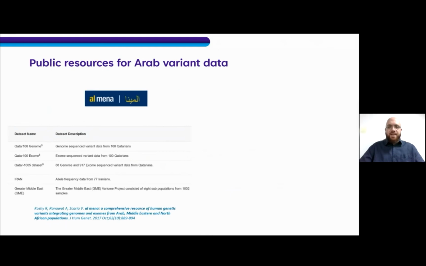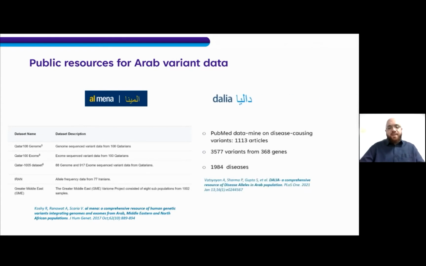There's the Qatar Genome database in 2017, which holds variant data that combines the GME variome dataset with over 1,000 new samples, mainly involving genome and exome variant data from subpopulations in Qatar. And they similarly have a variant browser where you can pull the data. The same institute also created the Disease Alleles in Arabs database, which holds a PubMed data mine of reports describing clinically relevant variants in the Arab world. And they mined roughly 1,100 articles, hinting at the vast amount of relevant and peer-reviewed information that's available online.